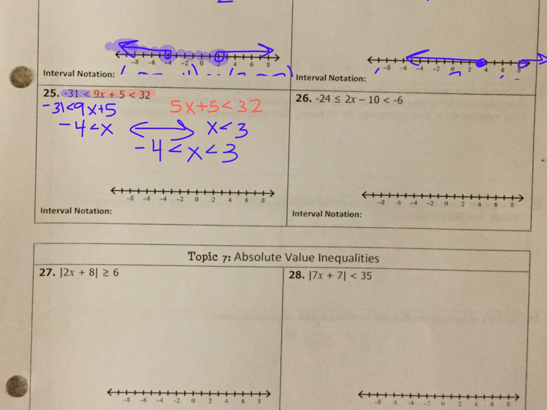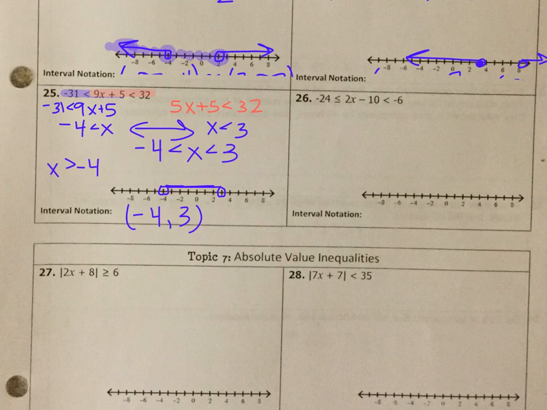So now I need to graph them. They're going to be ands, so they're going to go together. So if I want to, I can flip all of this over so it's easier to graph. So my negative 4 is an open circle going that way. My 3 is an open circle going that way. They meet in the middle. Interval notation is easy for this. Parenthesis, negative 4, 3, close the parenthesis.